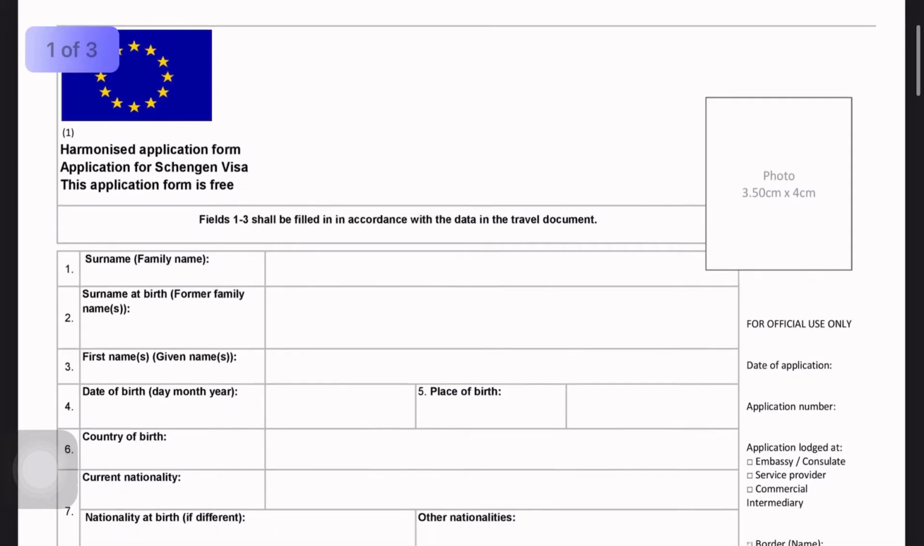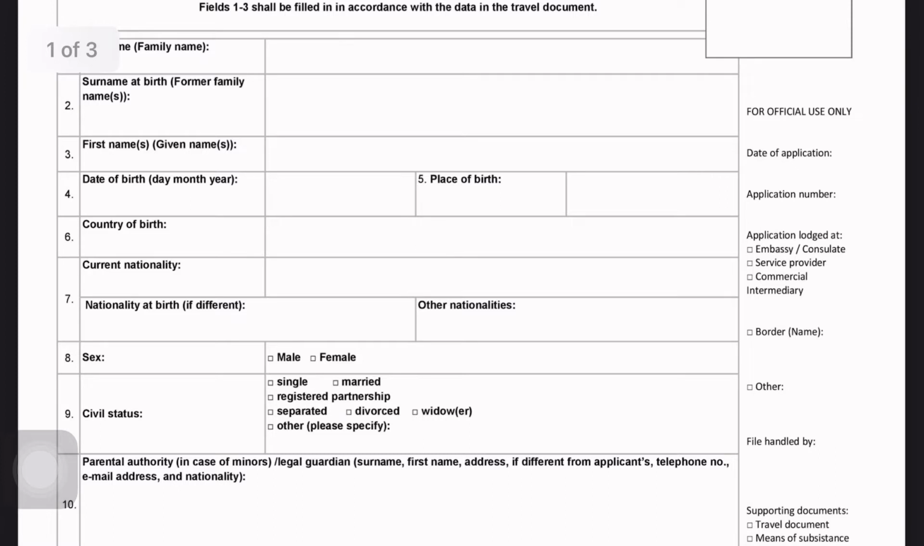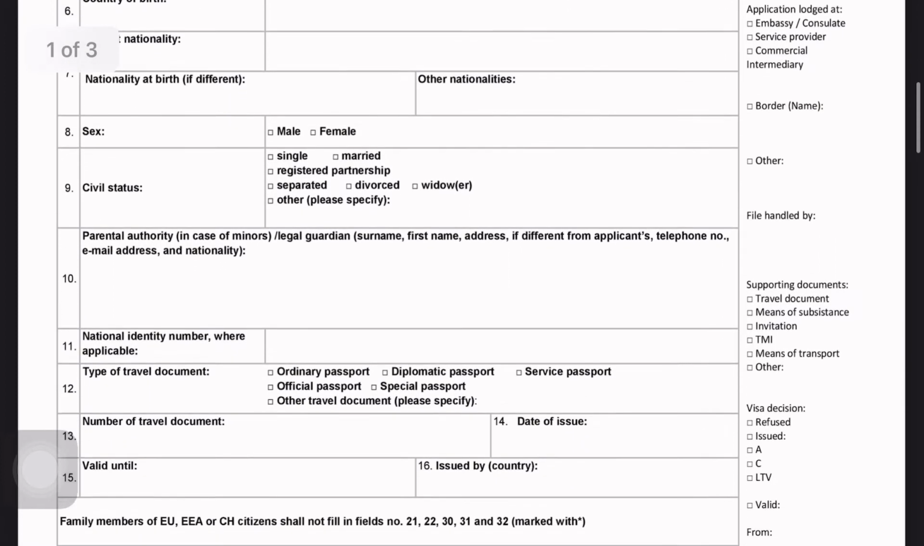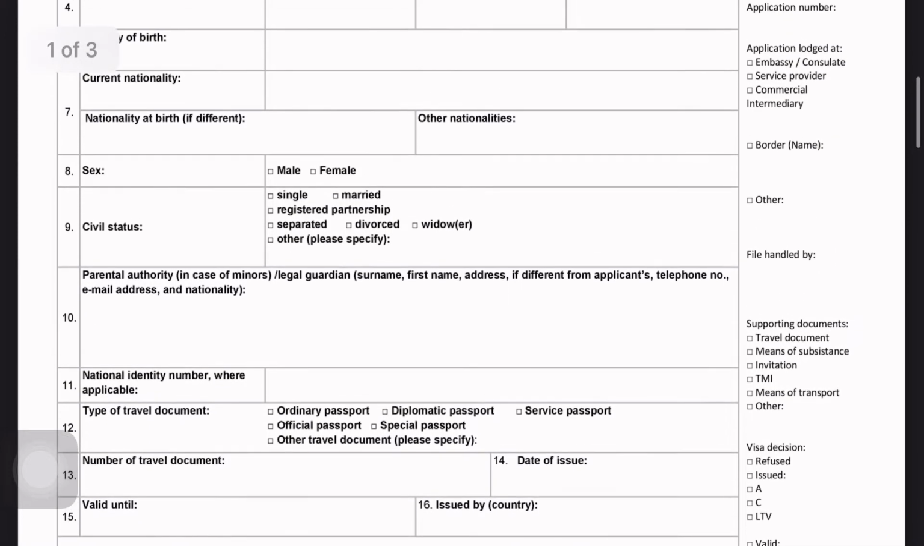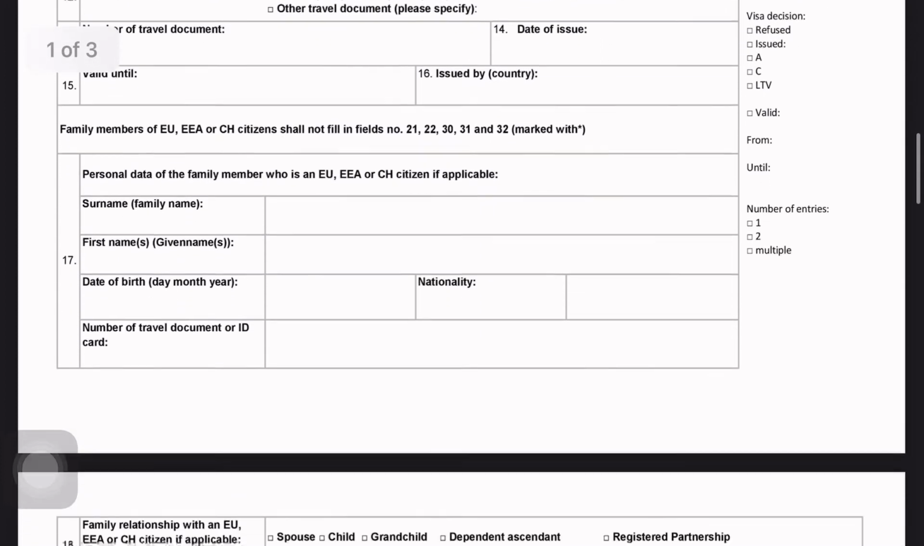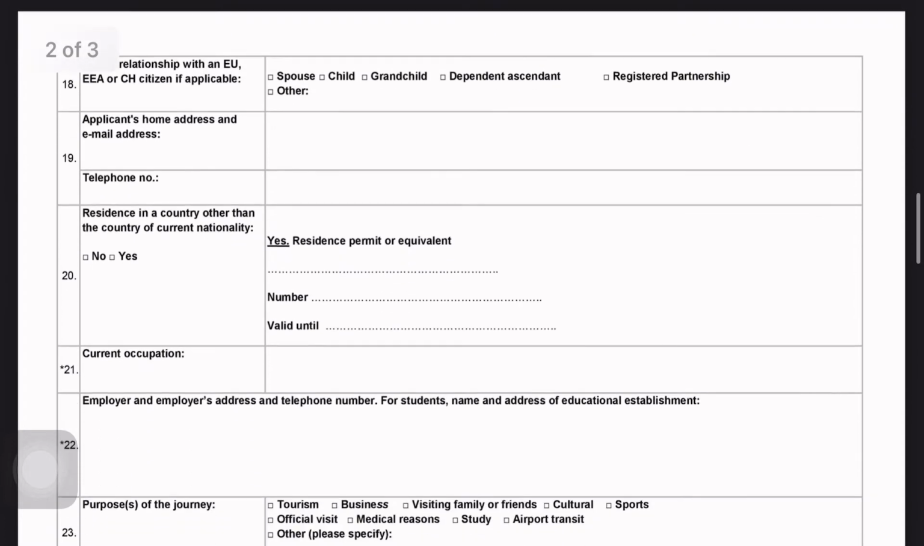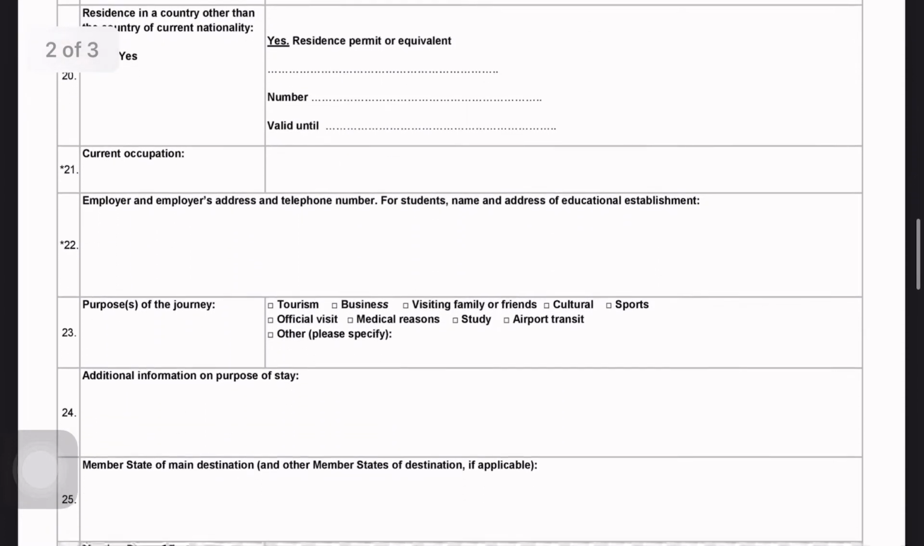Today's topic is how to fill the Schengen Type D form, because I'm getting a lot of queries related to the Schengen form on a daily basis: how to fill it, from where to download it, and there are a number of categories, how to categorize and how to fill it. So today I decided to make a video on this.